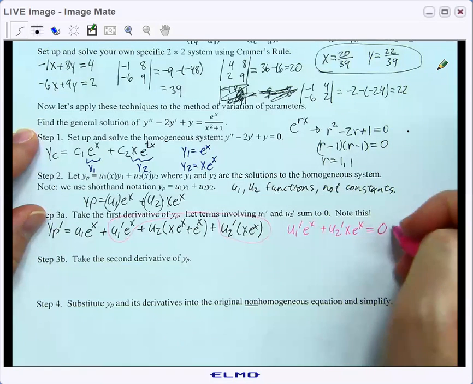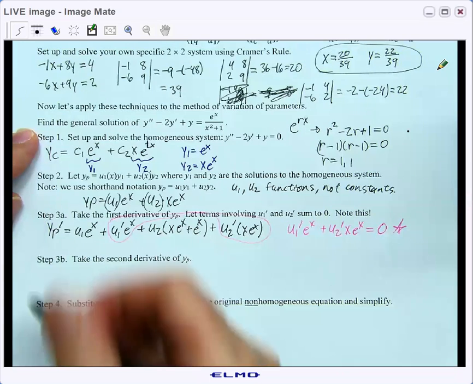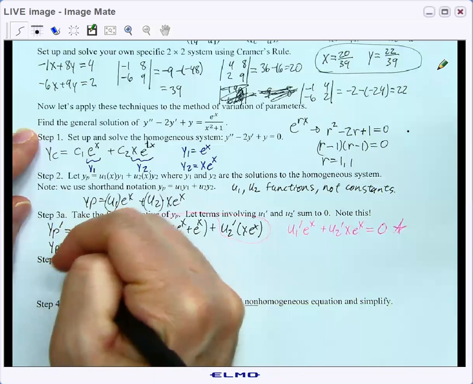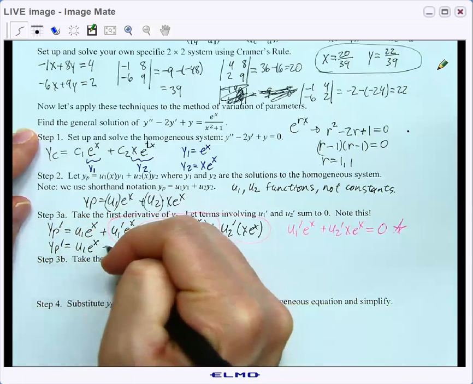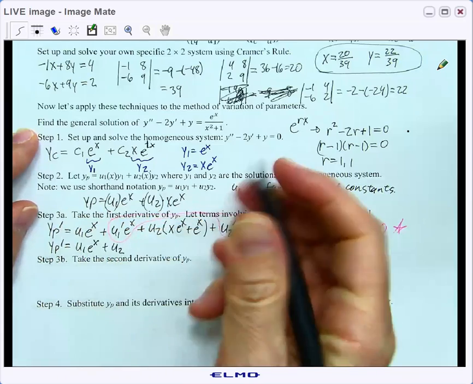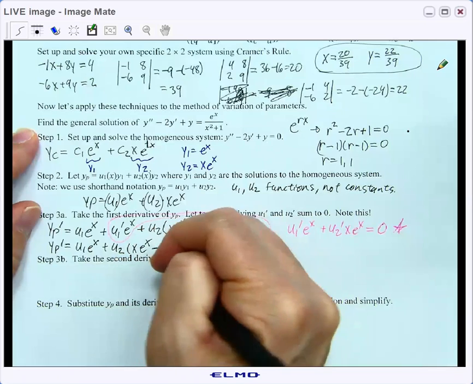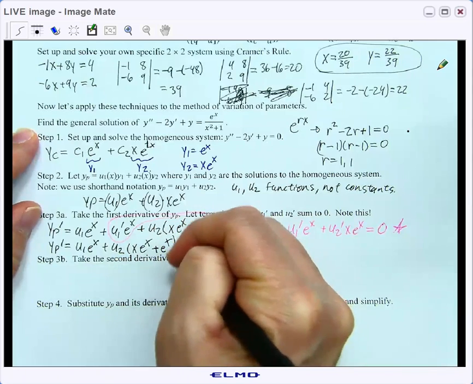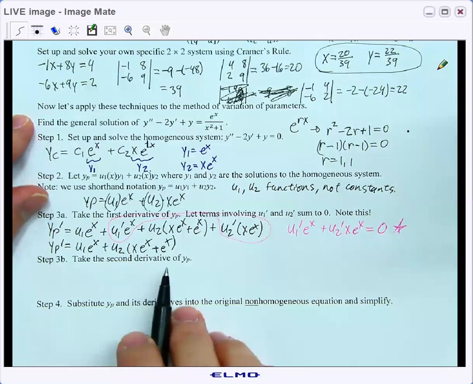Okay, so I'm going to star this because we're going to come back to that later. That means then that y sub p prime is equal to u1 e to the x plus u2 times x e to the x plus e to the x. Okay. Next up, we're going to take the second derivative of y sub p.